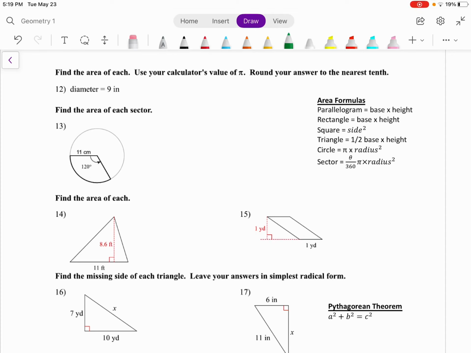Page 2 of our second semester geometry exam review. So, first one says find the area of each. Use your calculator's pi button. Round your answer to the nearest tenth.